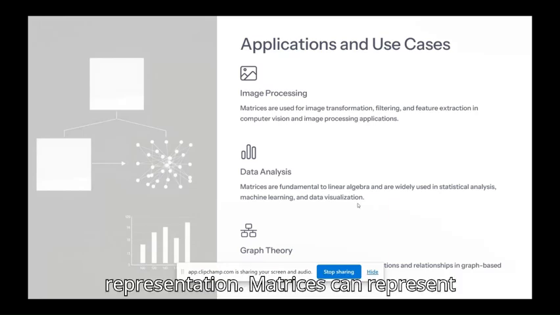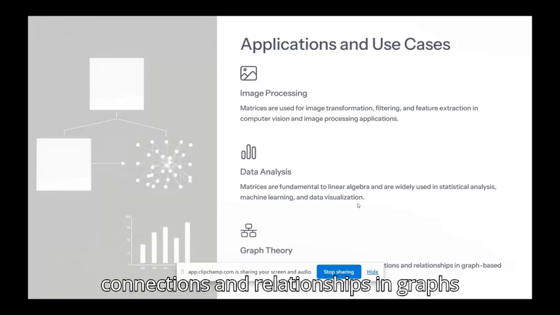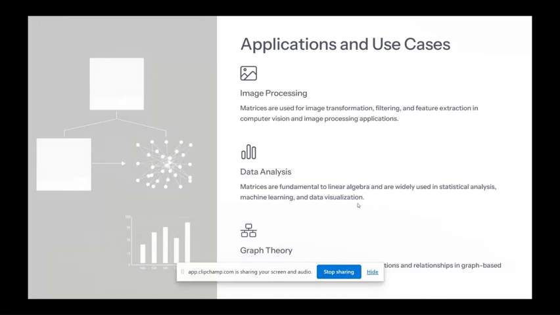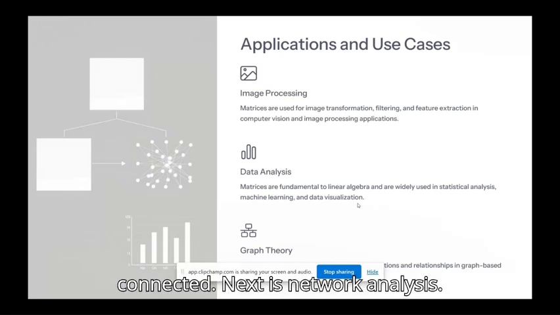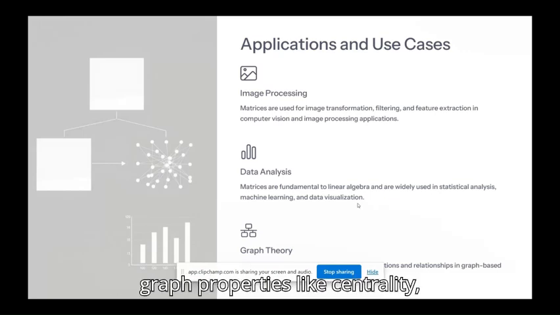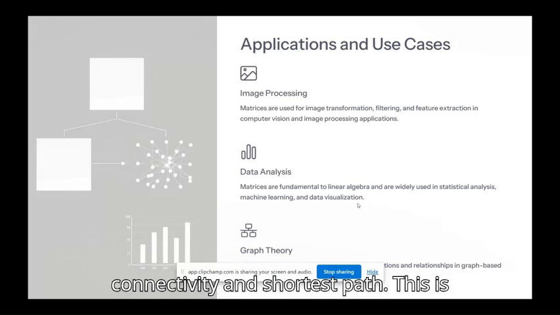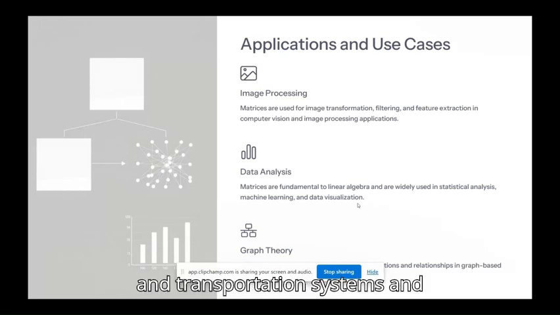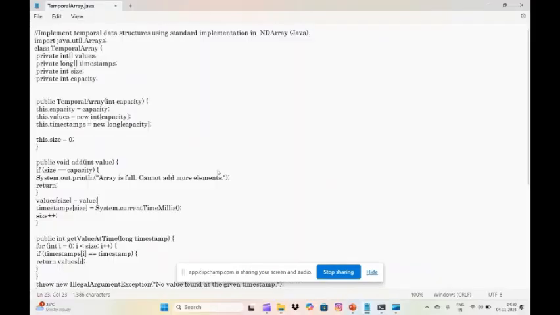The last one is graph theory. Relationship representation. Matrices can represent connections and relationships in graphs, which are networks of nodes and edges. The adjacency matrix, for example, indicates which nodes are directly connected. Next is network analysis. Matrix operations are used to analyze graph properties like centrality, connectivity, and shortest path. This is useful for understanding social networks, transportation systems, and communication networks.